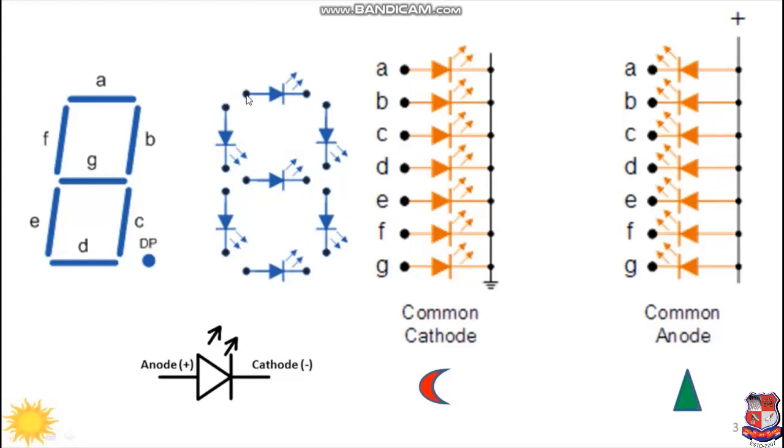If all the positive terminals are connected together, then we call it a common anode configuration. You can see all the positive terminals are tied together, and for all the A, B, C, D, E, F, G, one end of the LED is open. Whichever LED we want to glow is given supply. It will be given lower potential as compared to this higher potential, so it will be connected to ground when we want it to glow.